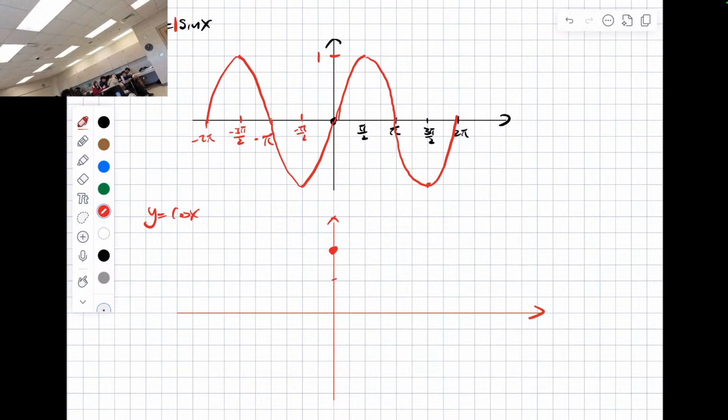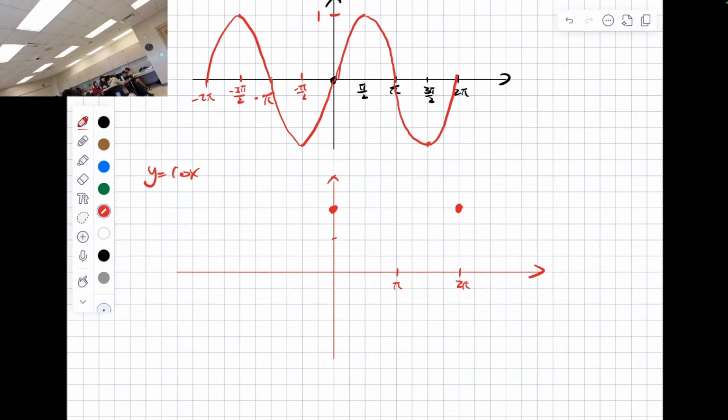It takes 2 pi to get to another peak. So this is a pi, this is 2 pi. So that is going to get to another peak, because the period is the same. Now, what happens at pi? Kennedy, what happens at pi? It's at a minimum. Thank you. So you pay attention. Good.